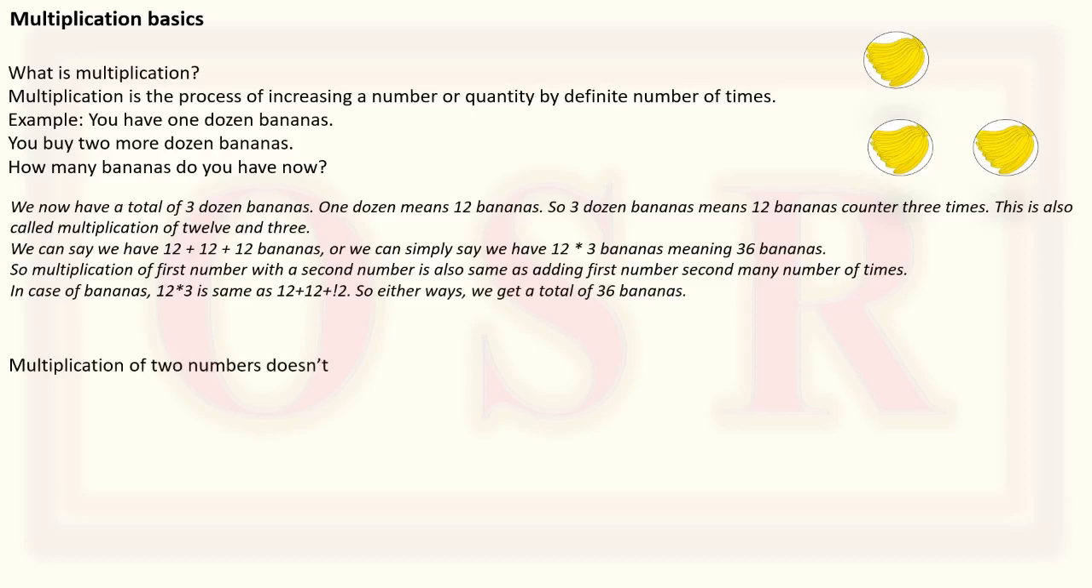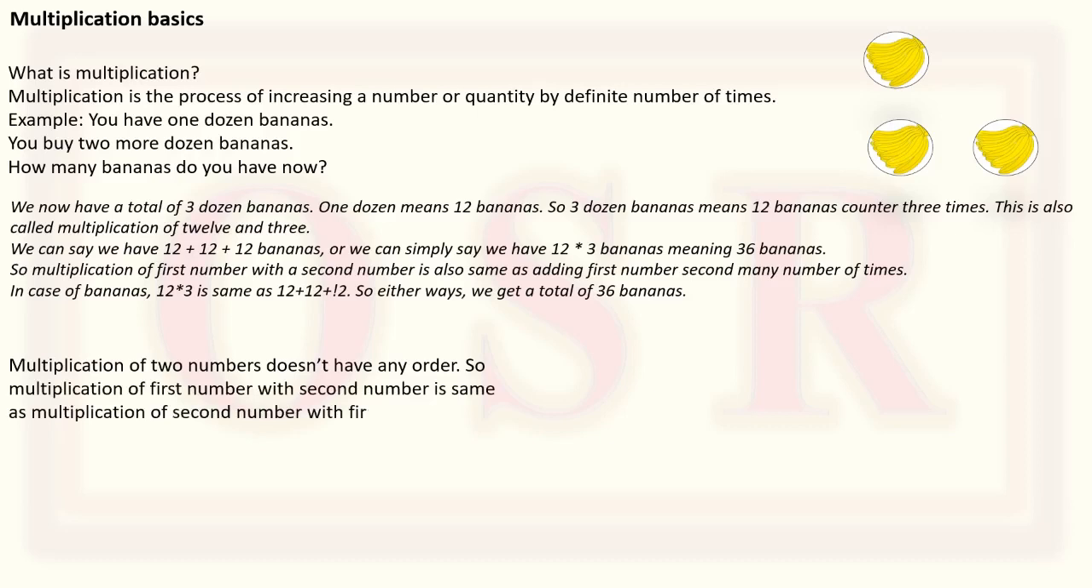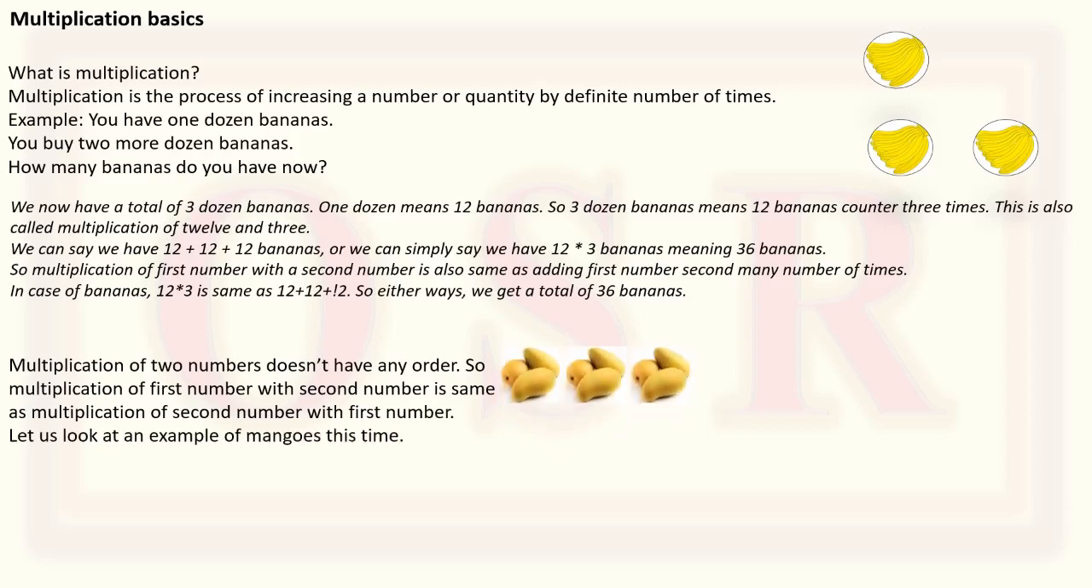Multiplication of two numbers doesn't have any order. So multiplication of first number with second number is same as multiplication of second number with first number. Let us look at an example of mangoes this time. So here we have 3 mangoes and 4 such sets. So let us count the number of mangoes here. So it is 12, right? There are 12 mangoes in this.